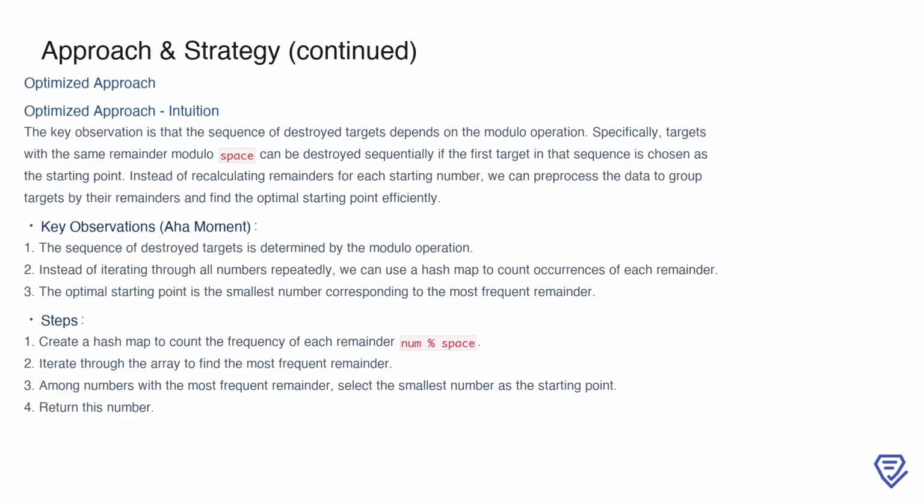The steps involve creating a hash map to count the frequency of remainders, identifying the most frequent remainder, and selecting the smallest number associated with it. This way, we efficiently determine the best starting point without redundant calculations.